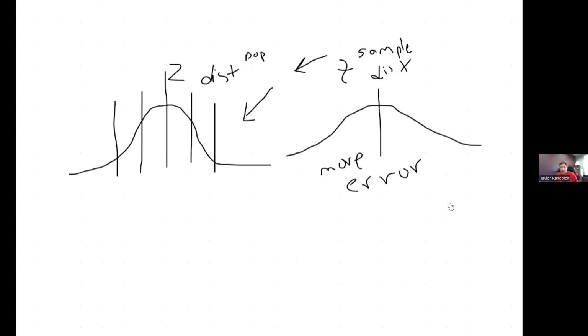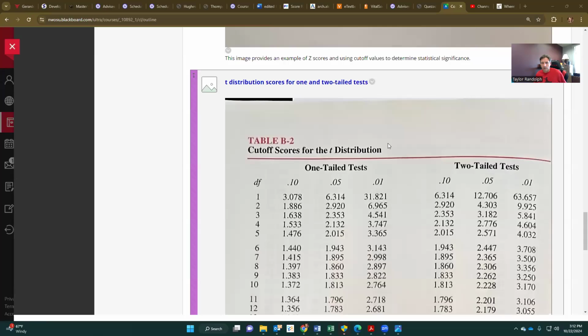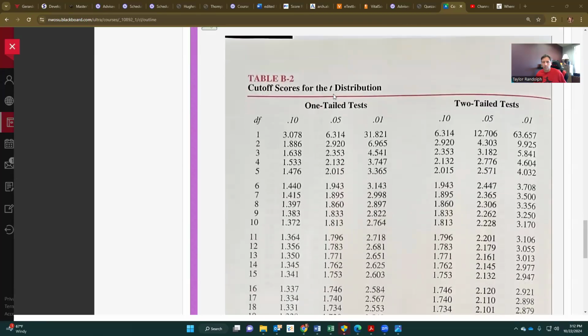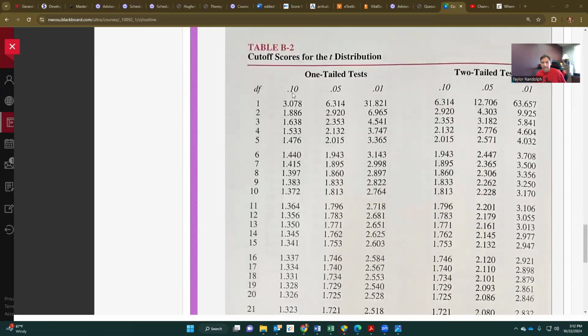Let me see if I can go back to sharing my t-score table. The t-score table looks like this. Here are cutoff scores for the t distribution. It does a better job, I think, of clearly denoting, okay, I'm giving myself a 10% chance of a type 1 error, now a 5% chance, now a 1% chance. Here's a one-tailed test. Here's a two-tailed test.